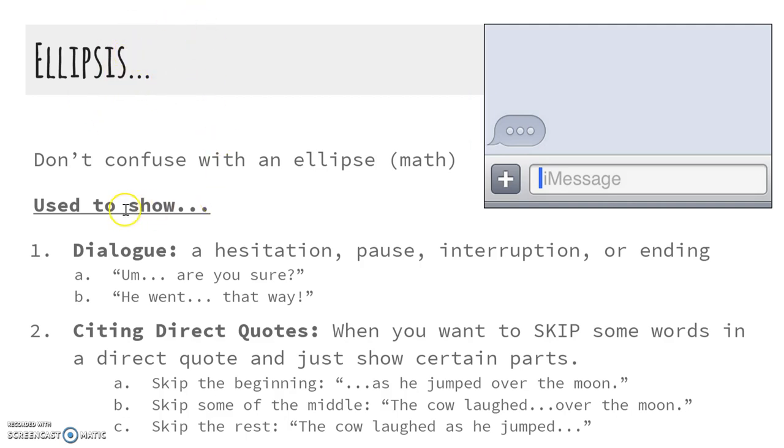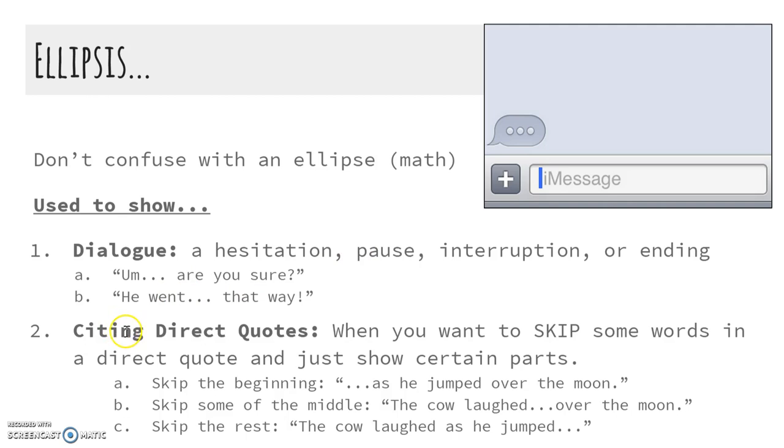And again, you use these to show hesitation in dialogue. For example, in a fiction book, maybe you'll say, "Are you sure?" Or, "He went that way." So again, these can show breath or hesitation or pausing or an interruption even.